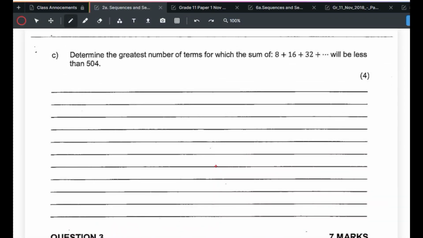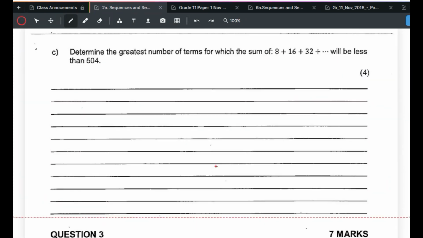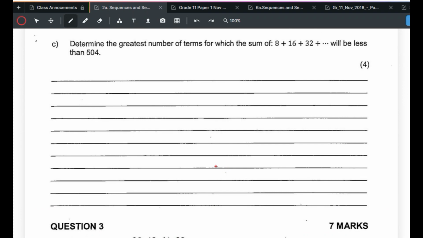So, determine the greatest number of terms for which the sum of 8 plus 16 plus 32 would be less than 504. Are you able to answer this? Can you answer this? Yes, I can. Okay, so how do you normally answer? You don't need to do the whole thing, but how will you normally answer this type of question?